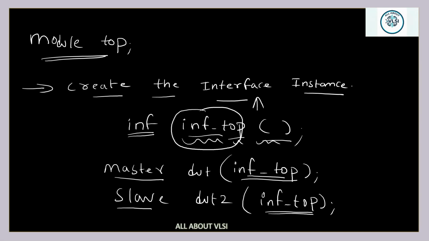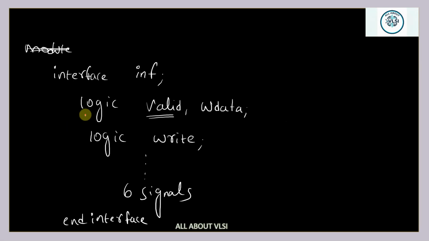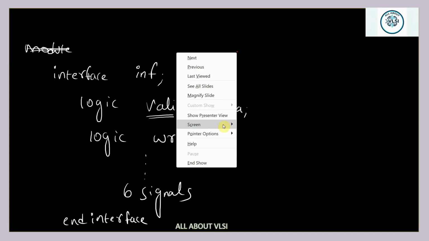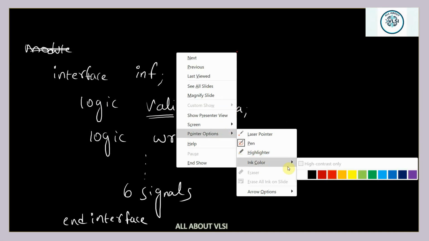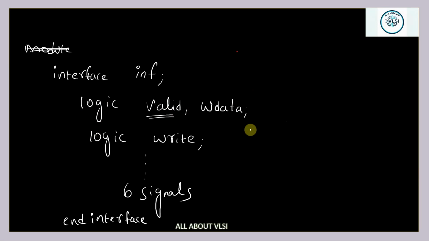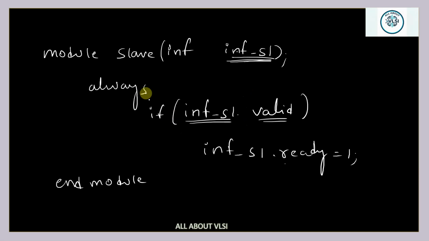Let's say I have the interface declared over here. I've just declared my signals, that's it. The valid signal, the W data signal, all the signals I have declared, but nowhere am I providing the directions to the signals. So let's see how to provide the directions to these interface signals.